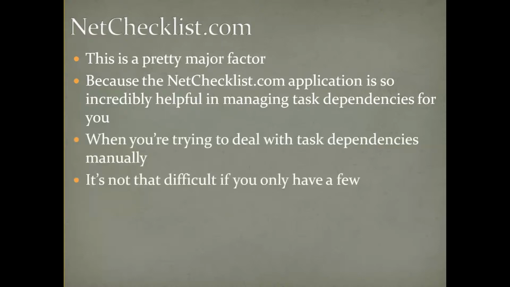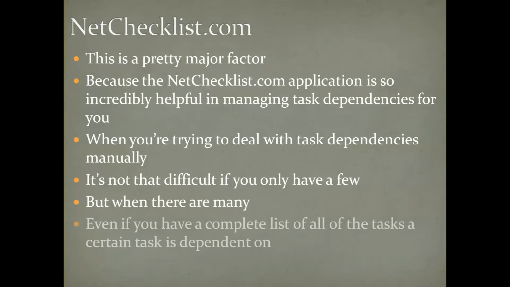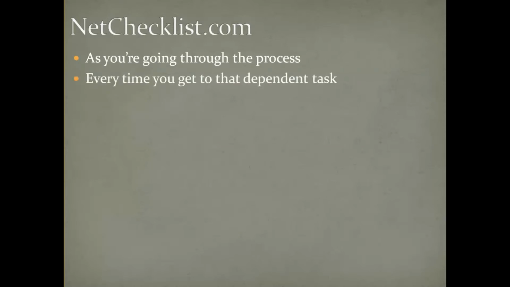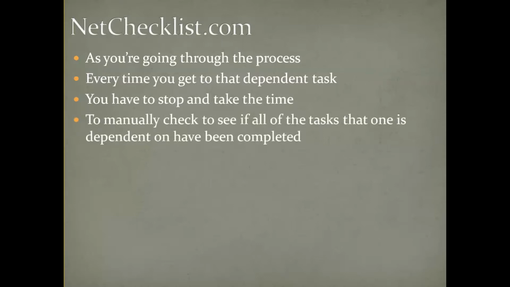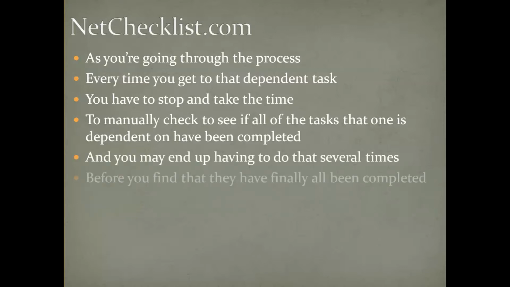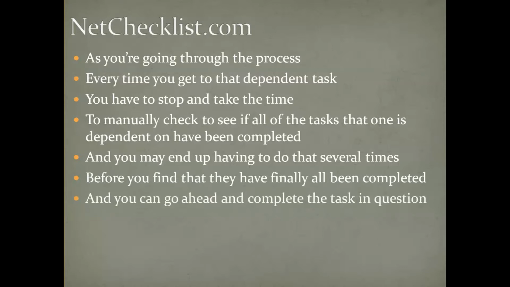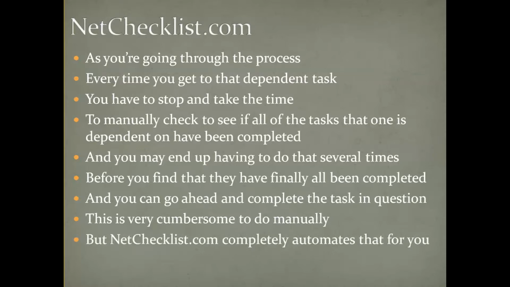When you're trying to deal with task dependencies manually, it's not that difficult if you only have a few. But when you have many, even if you have a complete list of all the tasks that a certain task is dependent on, as you're going through the process, every time you get to that dependent task, you have to stop and take the time to manually check to see if all of the tasks that one is dependent on have been completed. And you may end up having to do that several times before you find that they have finally all been completed, and you can go ahead and complete the task in question. This is very cumbersome to do manually, but NetChecklist.com completely automates that for you.